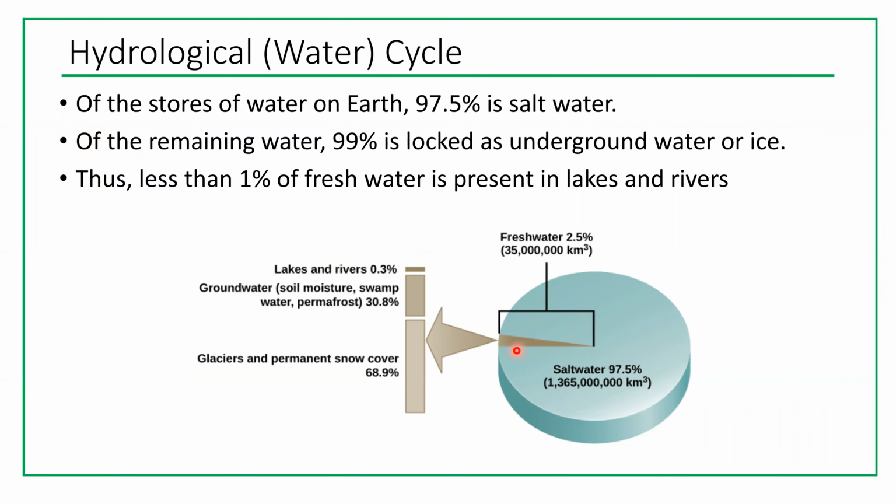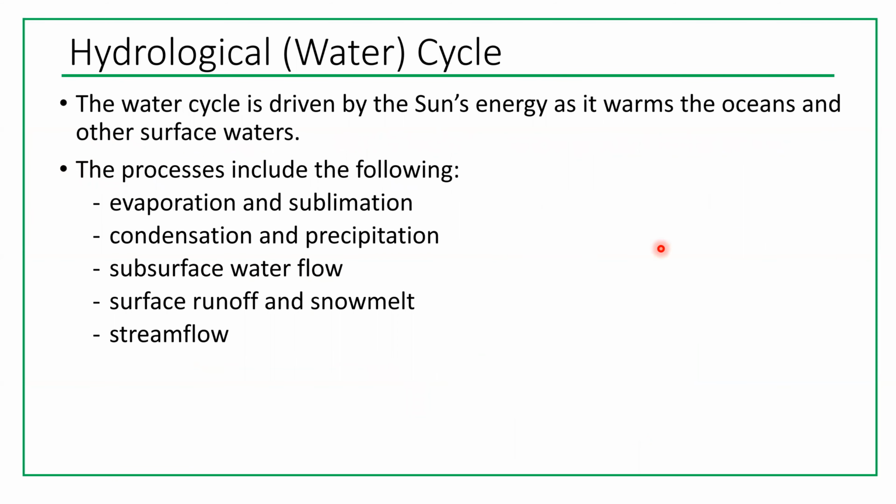So on this pie diagram, you can see that most of the water that we have on our planet is salt water. Then out of the remaining 2.5%, we have lots of water that's stored in the form of ice, and only less than 1% of water that is immediately available for us, in lakes and rivers. So we are short on fresh water, that's for sure.